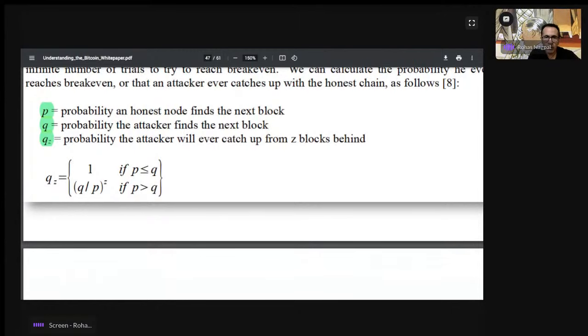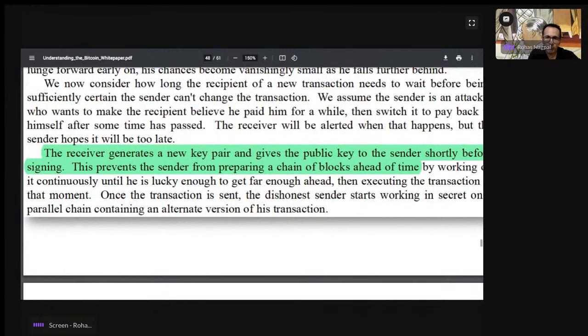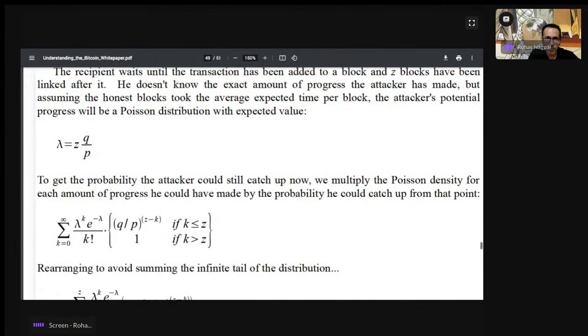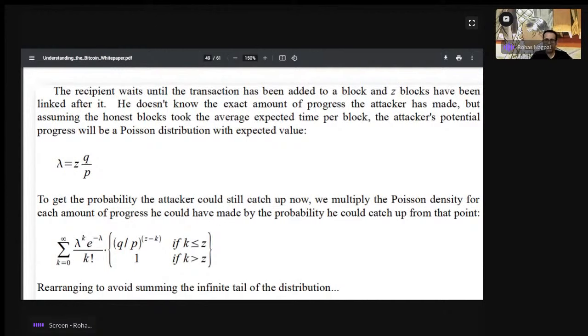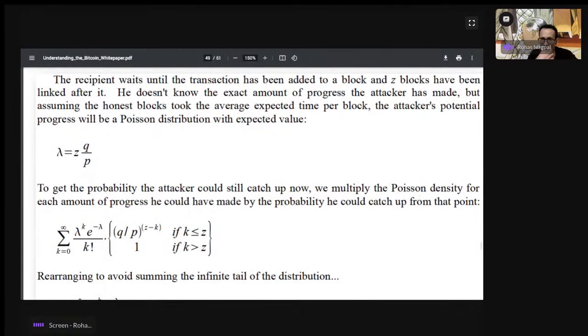Now let's go slightly into the complicated part. Have you guys ever heard of Poisson distribution? This word here, Poisson distribution. Do any of you remember that? Oh, awesome. Some of you do remember that. That's amazing.